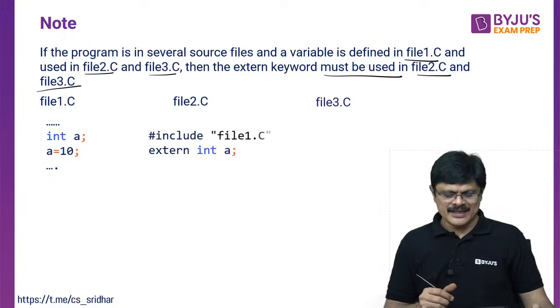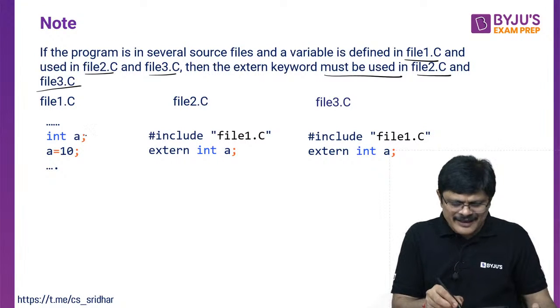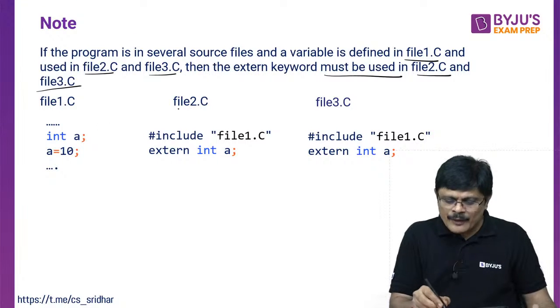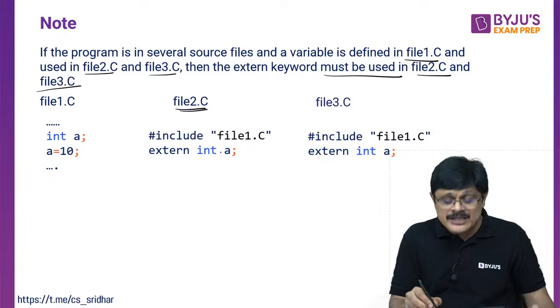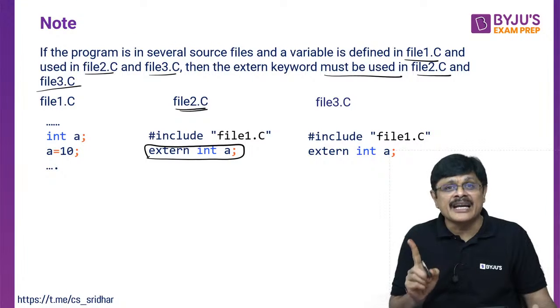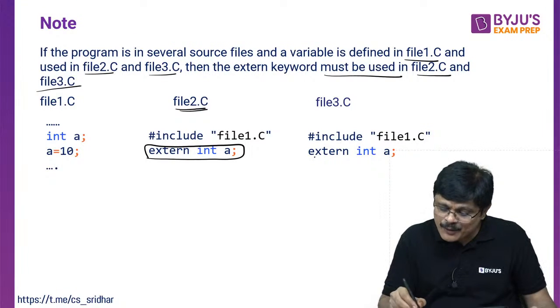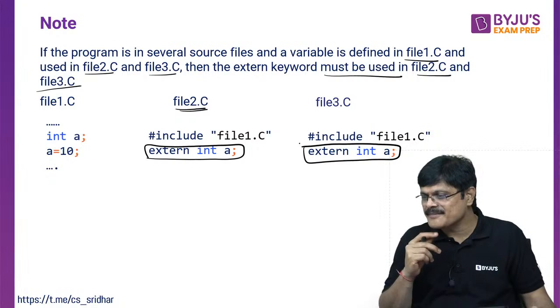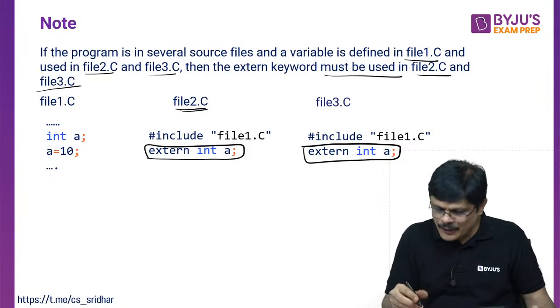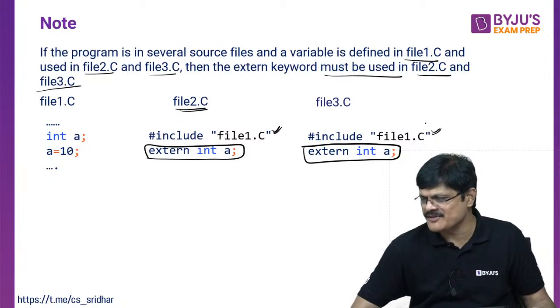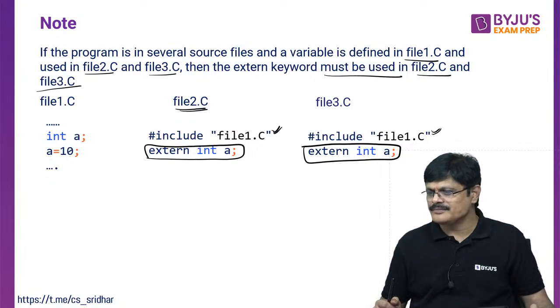Now look at this. Here I have int a, which is a global declaration, and the value is 10, my dear friends. Now in file 2, if I want to use this a, I have to write extern int a. In file 3, if I am using this, I have to use extern int a, my dear friends. Yes, you have to include this file, sir. We access this using file 1.